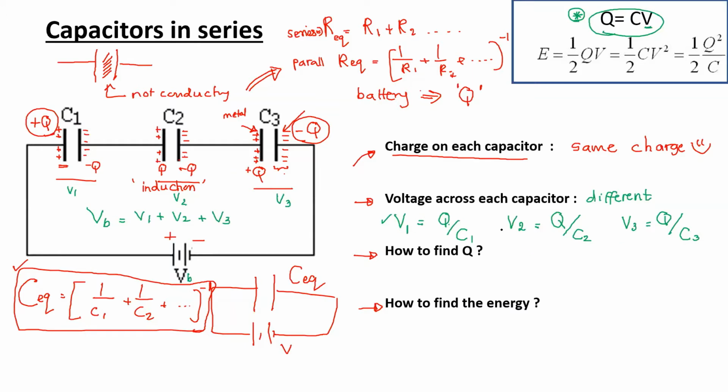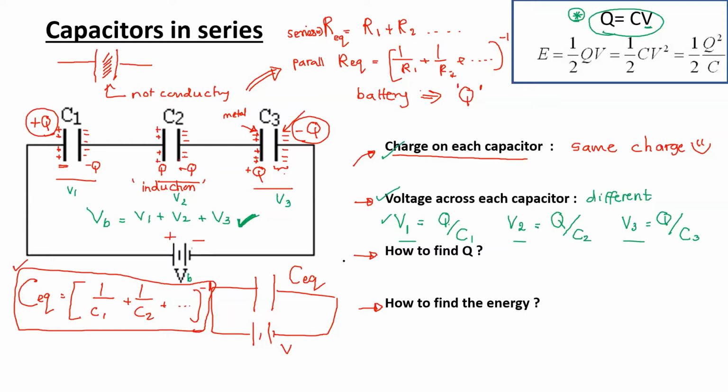But when we add the three voltages together, we should get the value of the total voltage, VB. So are we okay with the voltage part? So we are good.